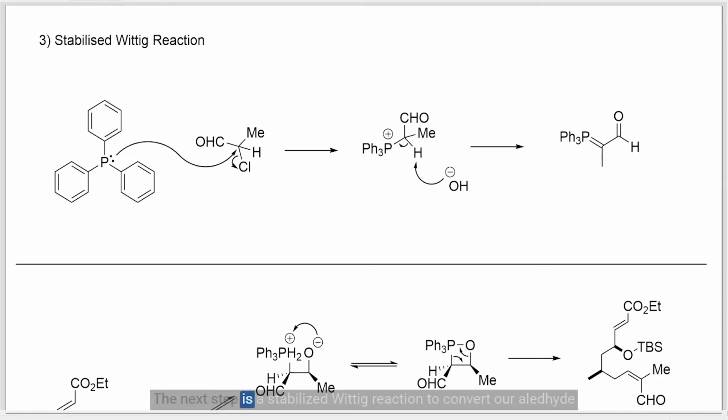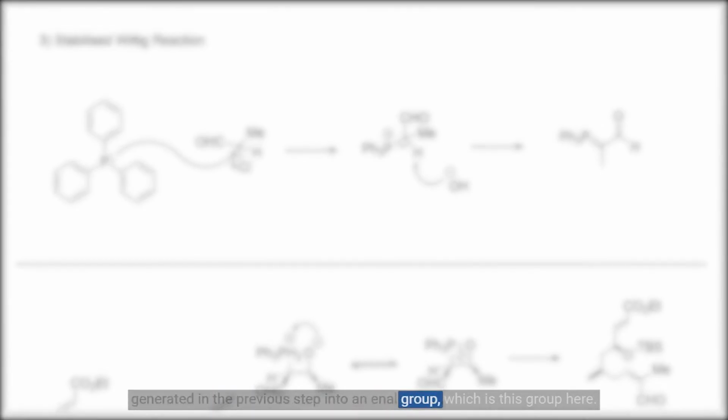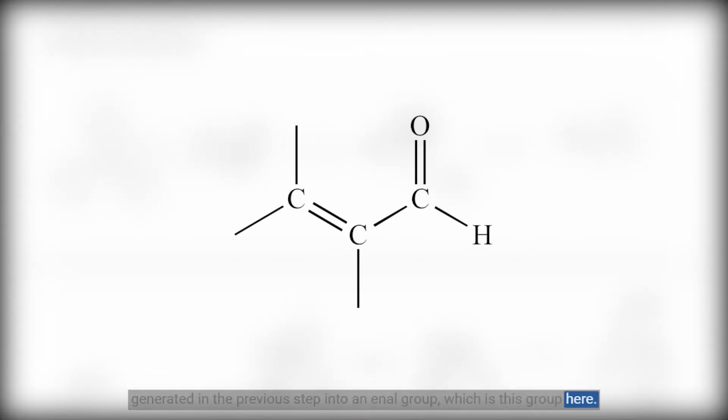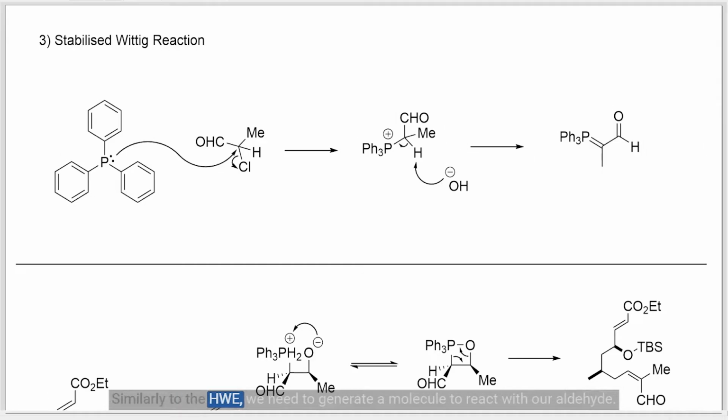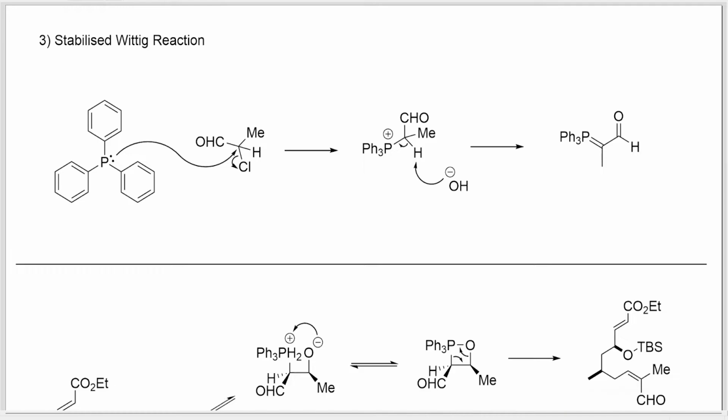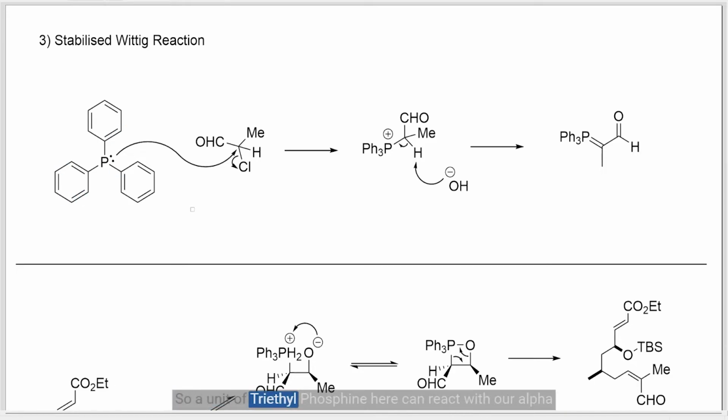The next step is a stabilized Wittig reaction to convert our aldehyde generated in the previous step into an enal group, which is this group here. Similarly to the HWE, we need to generate a molecule to react with our aldehyde. So a unit of triethylphosphine here can react with our alpha-chloroaldehyde, kicking off this chloride as a leaving group. So this gives us a phosphonium salt.